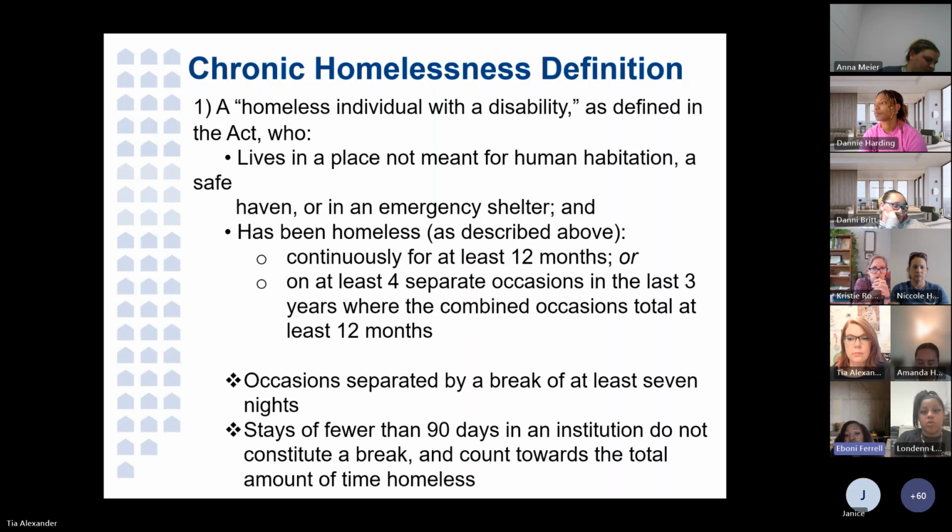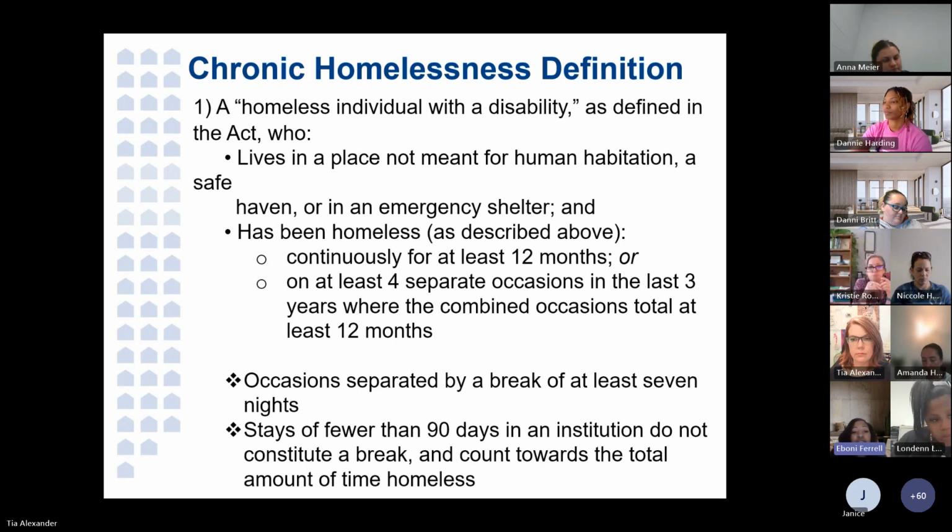So if someone is staying in the shelter for 2 months, left to stay with a friend for 3 nights, and then returns to the shelter for 2 more months, that would count as 4 continuous months. But if they stayed at their friend's house for 7 nights before returning to the shelter, it would count as 4 months, but 2 separate occasions.